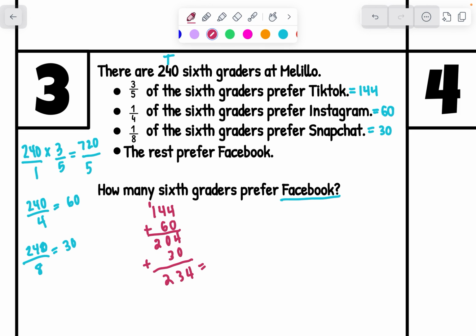So now I'm going to take this total because this is how many prefer all of those other ones, and I'm going to subtract that from 240. Hopefully we see that only 6 students prefer Facebook, which kind of makes sense, right? So 6 students prefer Facebook over the other platforms.